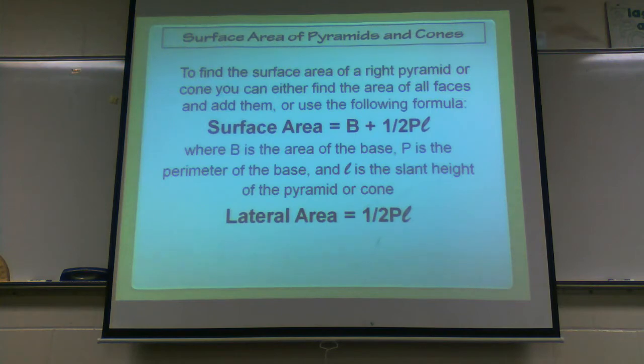And the slant height, just remember guys, it's the height of the triangles that make up the lateral faces, right? Lateral faces of a pyramid are triangles, and that L is just the height of those triangles.